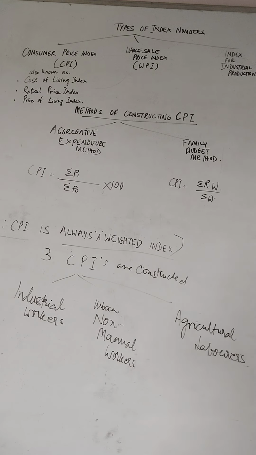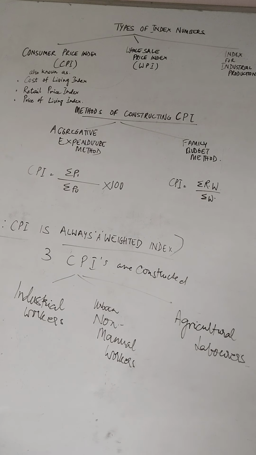One is the simple index numbers and the other is weighted index numbers. And there are two methods to calculate both of them: one is the aggregative method, and the other is the average of price relative method. In the simple we use these two methods, and in the weighted also we use these two methods.